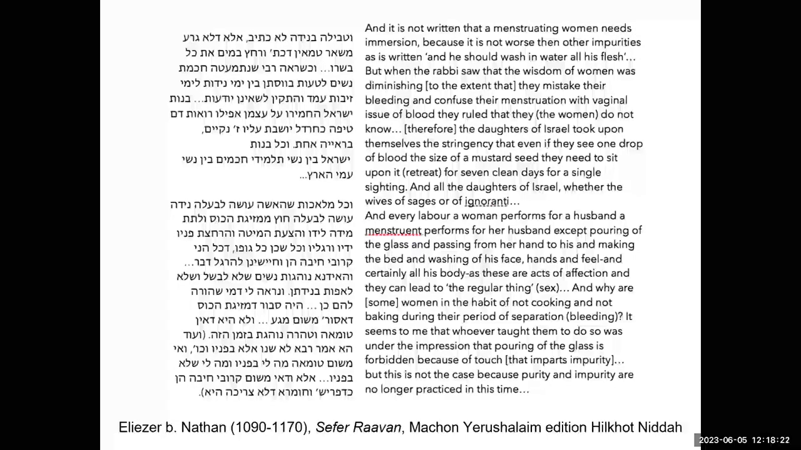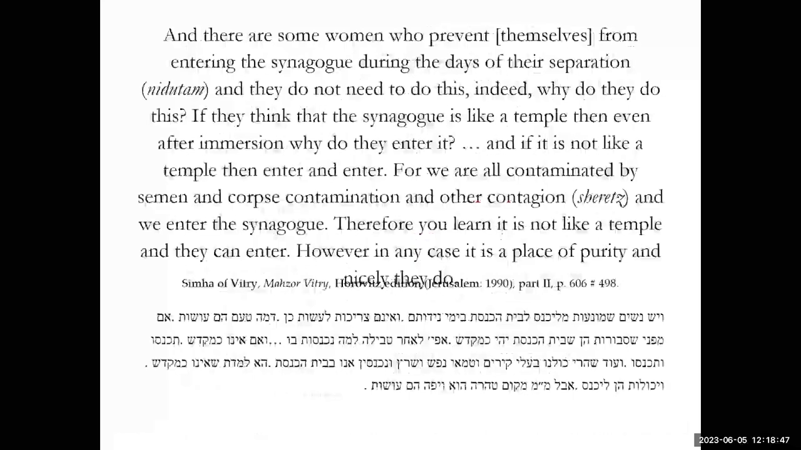So if you can think of the intimacy, you know, washing his face, pouring his glass of wine and making his bed, there are examples to show that they shouldn't be doing anything with an intimate nature in the household, which could lead to a sexual encounter before she had immersed. He's making very, very clear that purity and impurity are no longer practiced in this time. And it's because they shouldn't come together. And that is the word.